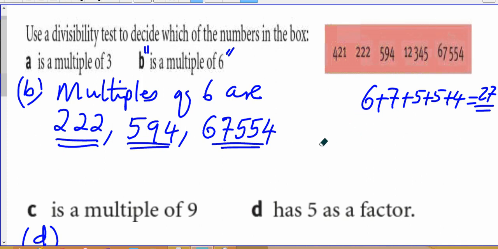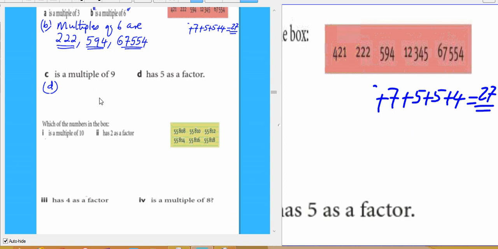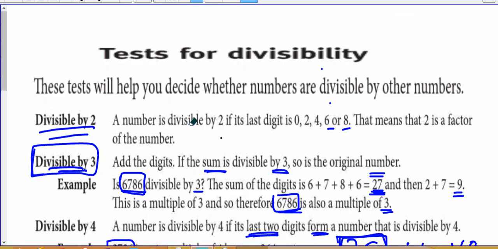So we want to find out whether 5 is a factor of this number. We want to find out whether this number has 5 as a factor. If this number has 5 as a factor, that means this number should be divisible by 5. That's the idea. Now, do you remember the divisibility test for the number 5? If you don't remember, let me take you back to the divisibility test.